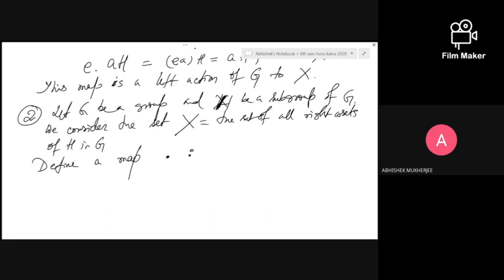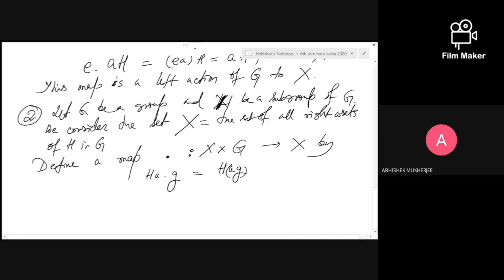The natural way to define an action on X is to consider a right action, because we are considering a map from X cross G to X by the rule Ha dot g will be Hag.